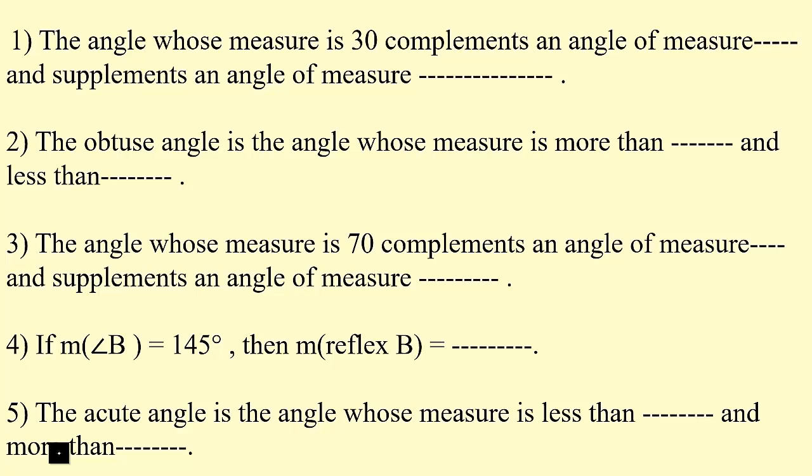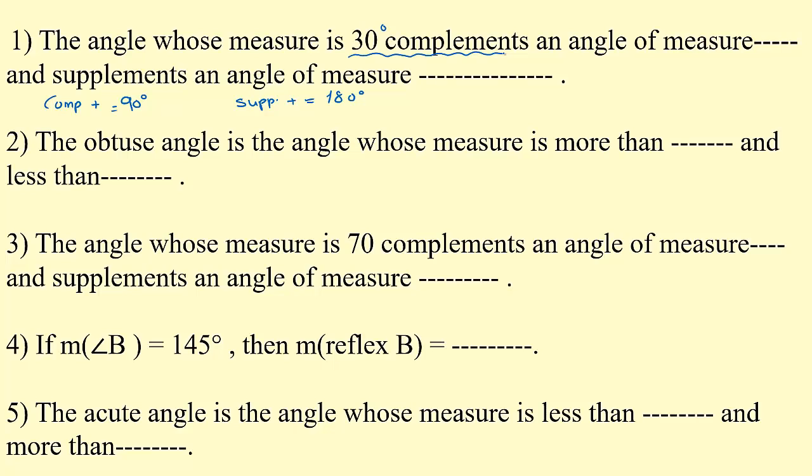The angle whose measure is 30 complements an angle of measure what and supplements an angle of measure what? First of all, we know that two angles are complementary if I add them together and get the sum of 90 degrees. And two angles are said to be supplementary if their addition is equal to 180 degrees. In this question, he gave me the measure of an angle equal to 30 degrees. And he wants me to find what this angle complements and what this angle supplements.